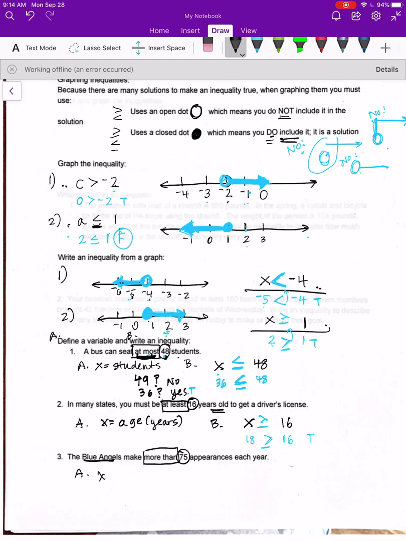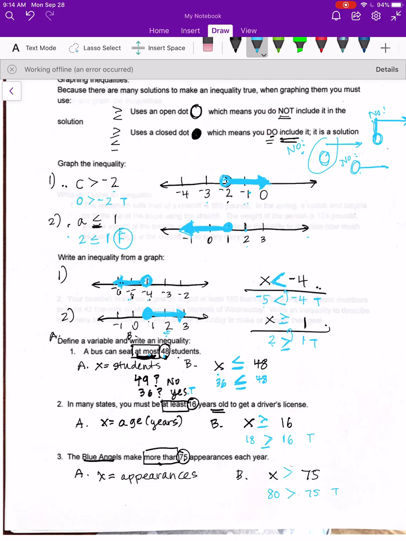So now x this time is appearances. And when I go to write my inequality, I know I have x and I have 75. Now it says more than. So that means x has got to be bigger than 75. So maybe they make 80 appearances. That makes it a true statement. So 80 is greater than 75.